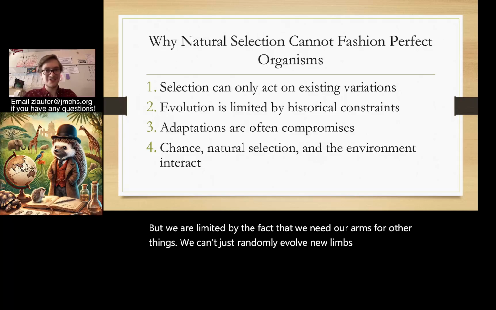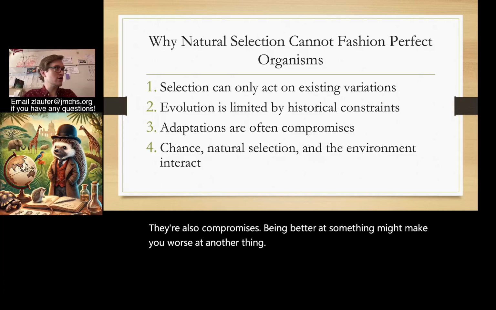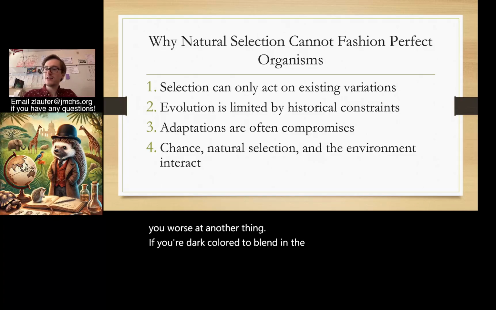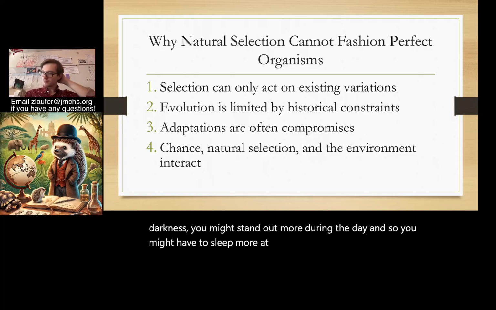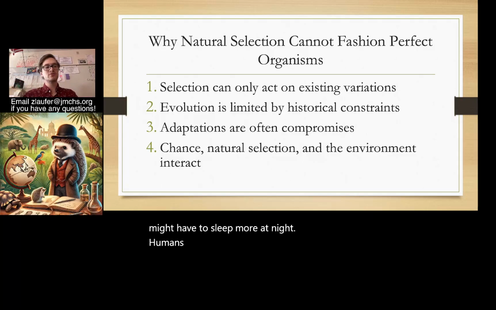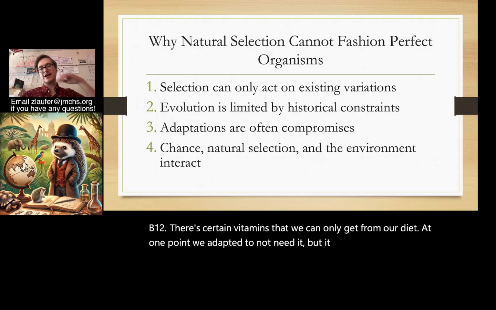Second, or third, there are also compromises. Being better at something might make you worse at another thing. If you're dark colored to blend in at night and hide amongst the darkness, you might stand out more during the day, and so you might have to sleep more at night. Humans have evolved to not produce our own, I think it's vitamin B12. There's certain vitamins that we can only get from our diet. At one point, we adapted to not need it, but it was a compromise that we now have to consume it.